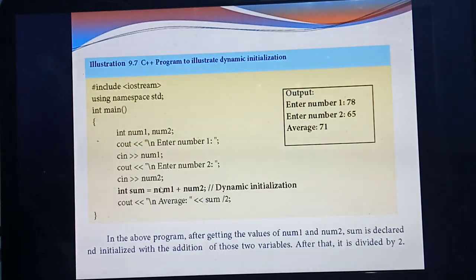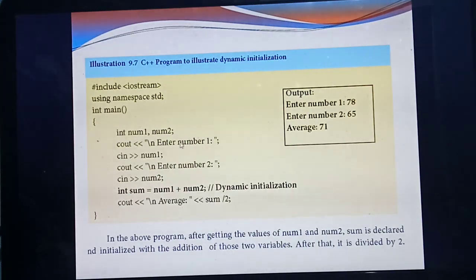Listen, you are entering two numbers. That number is added in the output screen. So in the output screen itself the numbers are added. That process we are calling which one? Dynamic initialization. Then after addition you are calculating the average. See what things will come in the output screen.